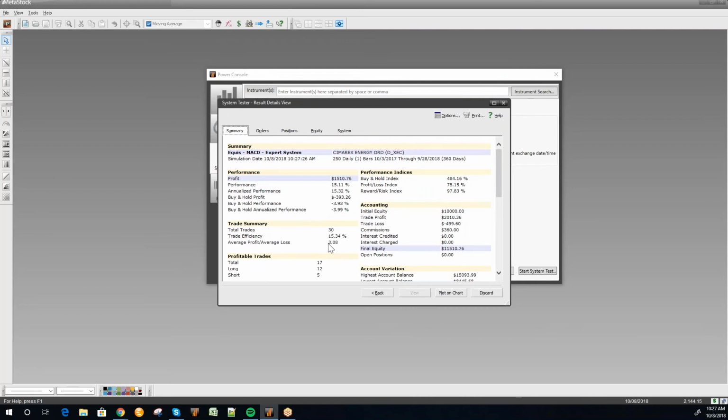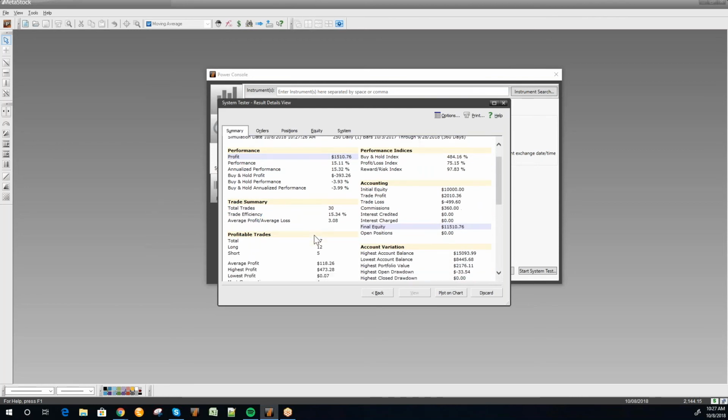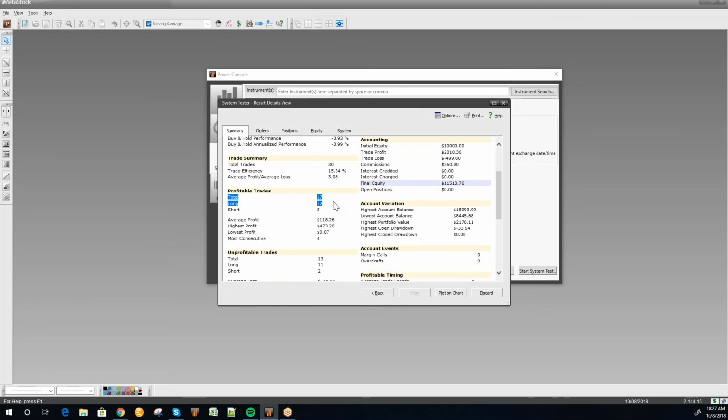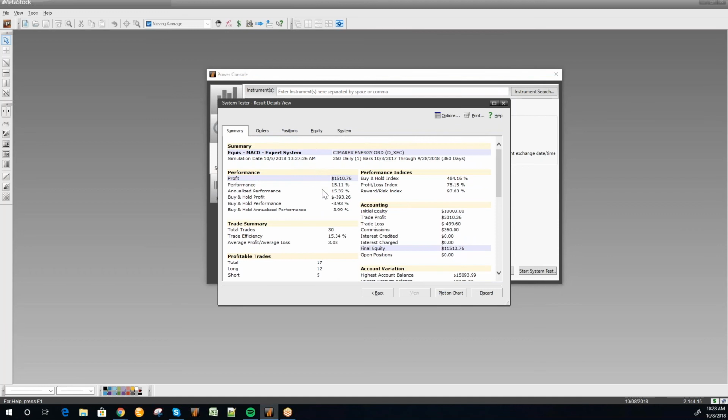Now, with this system, I actually traded about 30 times over the course of the last year. I had 17 profitable trades using the MACD system and 13 unprofitable trades, for a grand total of about $1,500 worth of profit. Now, there are a few things that I can take out of this report.